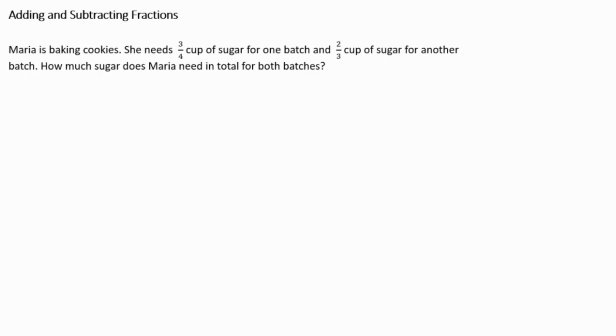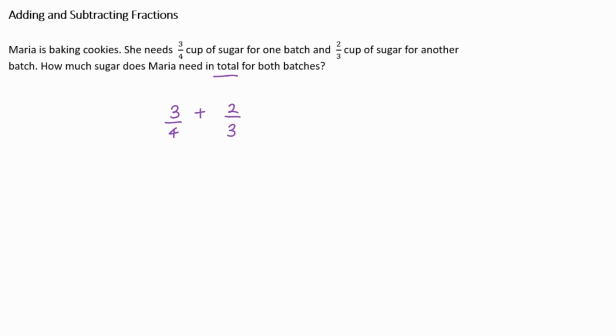So this is a worded question that says Maria is baking cookies. She needs 3/4 of a cup of sugar for one batch and 2/3 cup of sugar for another batch. How much sugar does Maria need in total for both batches? So because we are looking for the total, that means we would need to add both these fractions. So we are going to do 3/4 plus 2/3.